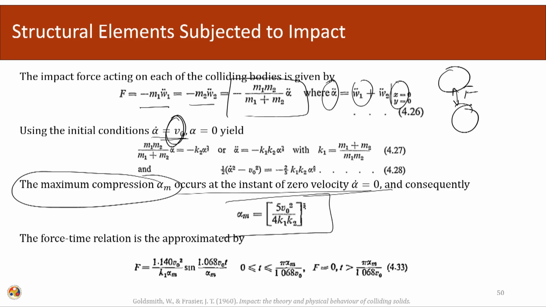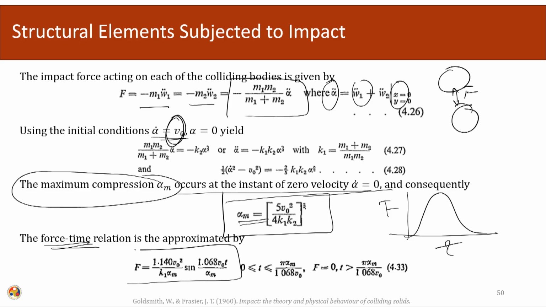So, we can calculate the maximum compression acting on the two bodies. And using this maximum compression, we can use this relationship to derive the contact force time relationship, given by this particular equation. This is a very powerful equation which we can directly use. If you look into this equation, it is based on the initial velocity condition which we know, and it only depends upon the alpha, the maximum compression that we can calculate.